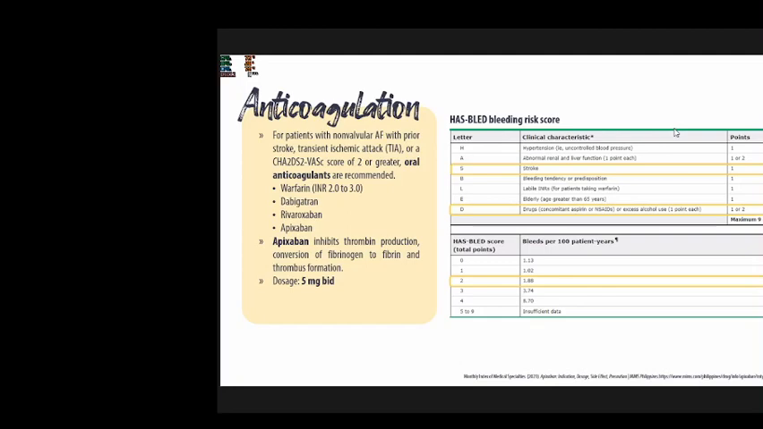Apixaban inhibits thrombin production and the conversion of fibrinogen to fibrin and thrombus formation. Our patient was given 5 milligrams twice a day. On the right is the HAS-BLED bleeding risk score, which quantifies the bleeding risk of the patient. Our patient has stroke and is currently taking an anticoagulant. So he has a total score of 2.